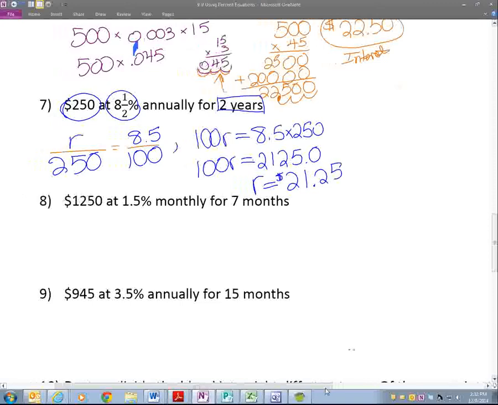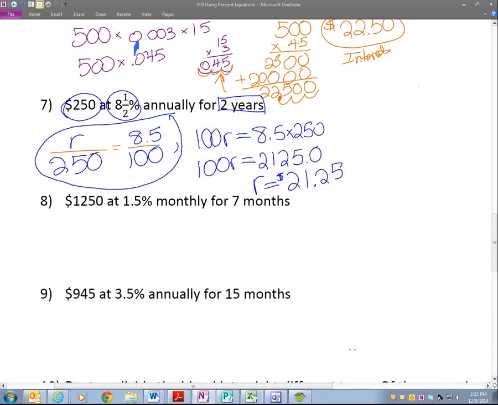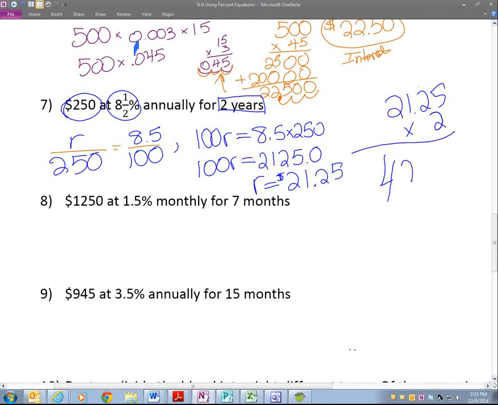It's not 2 years, because 2 years is nowhere in this spot. It's nowhere in that proportion. It's just 1 year. And how many years are we doing this? It's 2. Bello, what am I going to do now? Going to multiply 21.25 by 2. 21.25 times 2, and that's going to be 42.50.